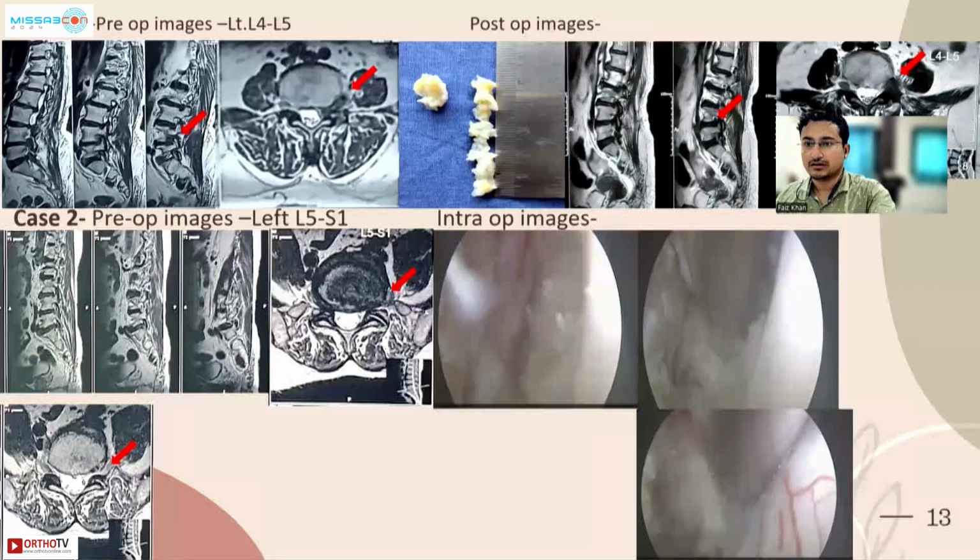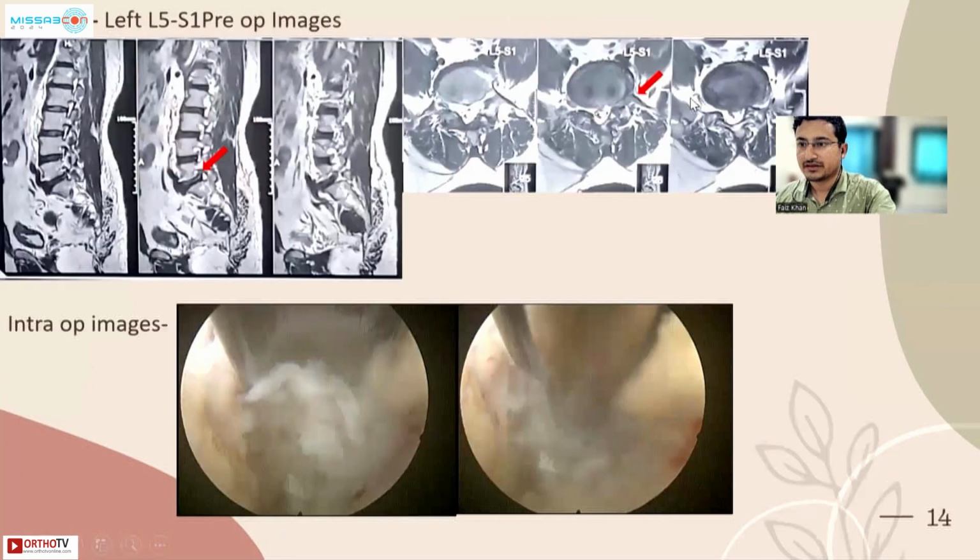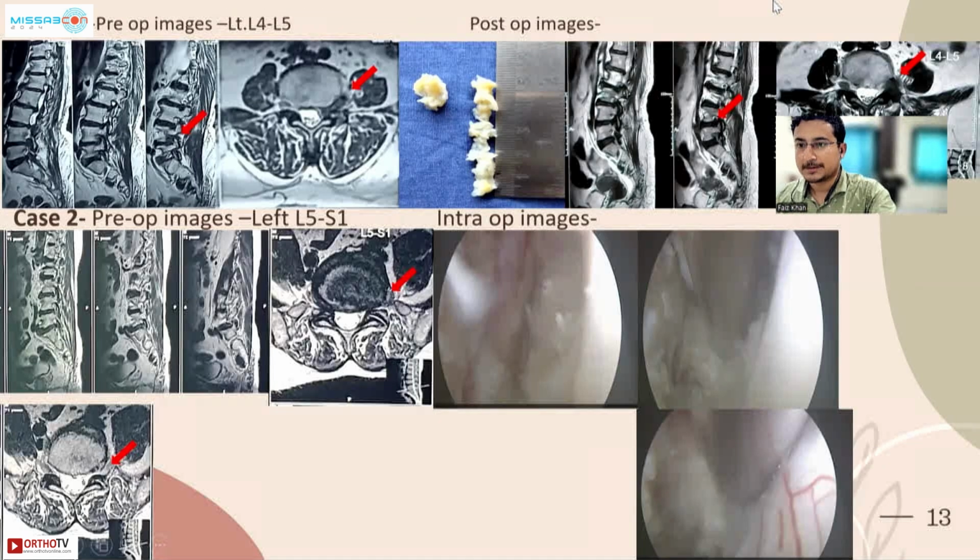Case representation: in cases 1, 2 and 3, left lateral recess and foraminal stenosis and extraforaminal herniation were present. We approached from the right side, keeping the ipsilateral facet and the flavum intact. These are the intra- and post-op images where the disc was retrieved.